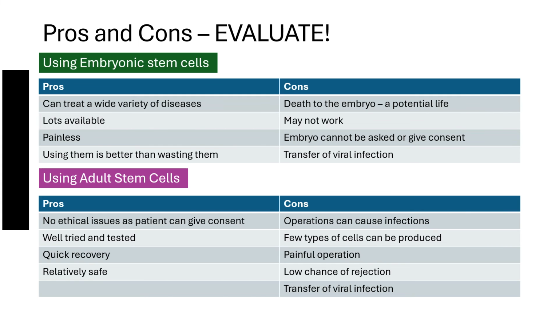Few types of cells can be produced using adult stem cells. It could be painful. There is a high chance of rejection, actually. Possibly you could still reject it, and you need to take immunosuppressant drugs, and again there is the possible transfer of viral infections.